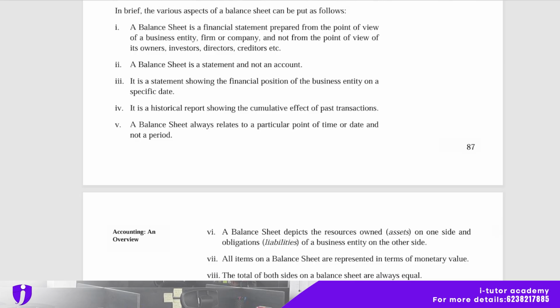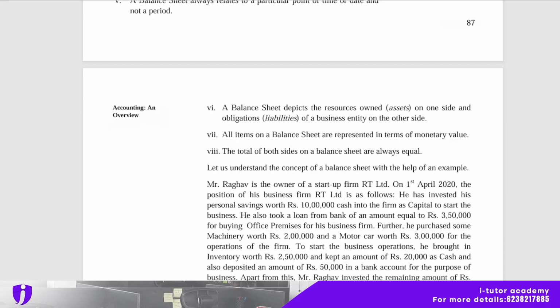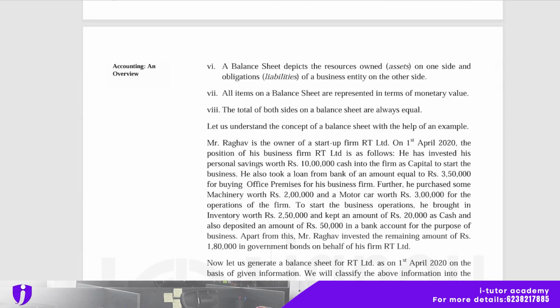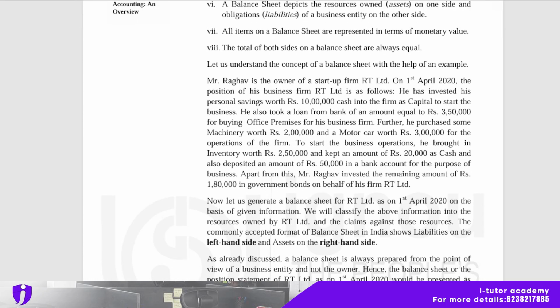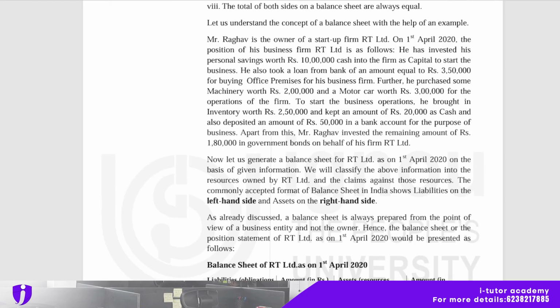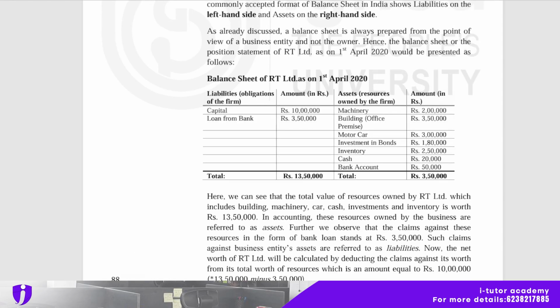A balance sheet always relates to a particular point of time or date and not a period. A balance sheet depicts the resources owned, that is assets, on one side and obligations, liabilities of a business entity on the other side. All items on a balance sheet are represented in terms of monetary value. The totals of both sides on a balance sheet are always equal. Let us understand the concept of balance sheet with an example. So here is one example. You just go through your IGNOU materials, so it will be more clear about balance sheet.